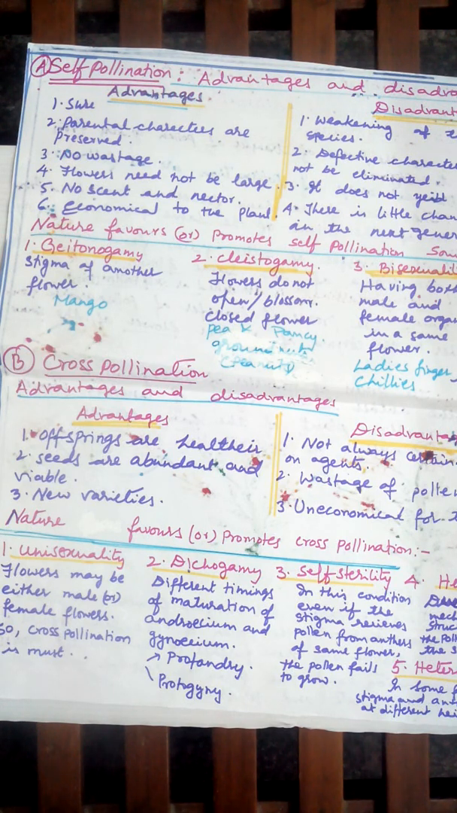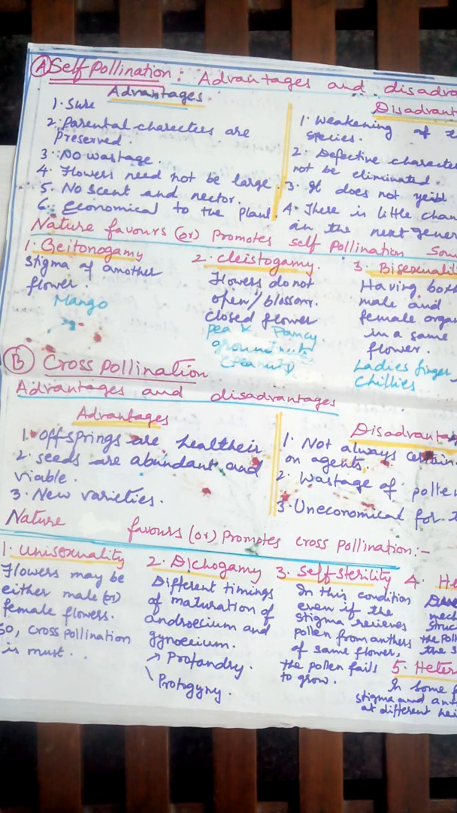There are certain disadvantages also. They are the disadvantages of cross-pollination. Now we are going to learn. The pollination is not always certain, because some pollinating agent is always needed, which may or may not be available at the proper time. Insects may not be available, or wind may not blow at that time, all that.